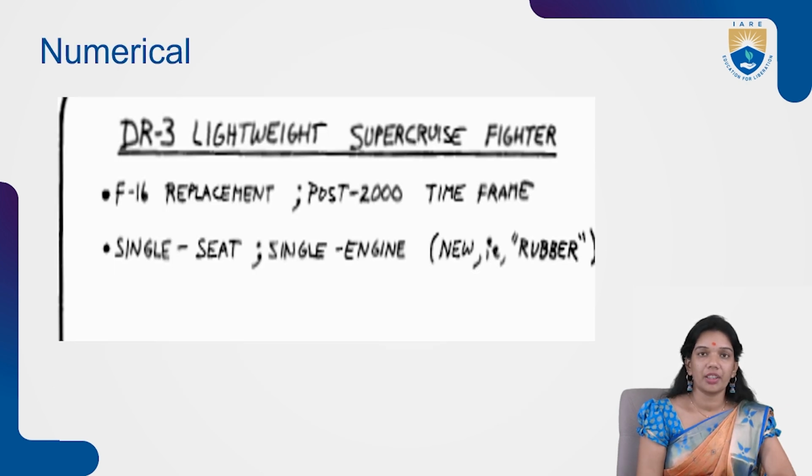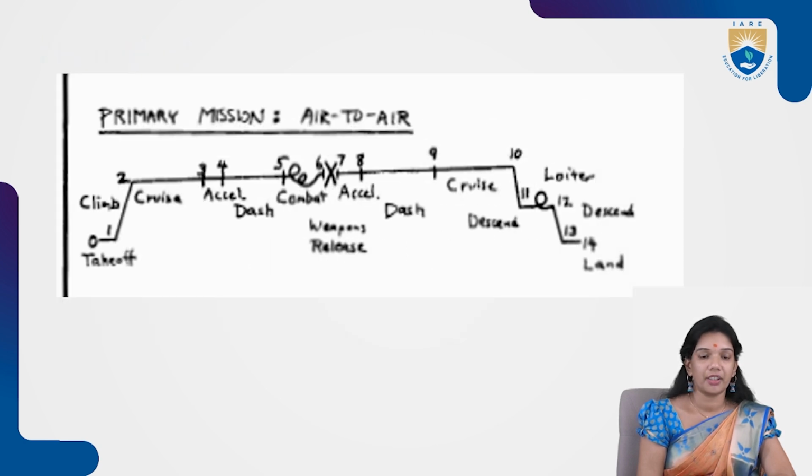We have taken a numerical example. The numerical considered is DR3, a lightweight super cruise fighter. For this particular fighter aircraft, we have calculated the sizing and refined the sizing. The mission includes 14 segments.